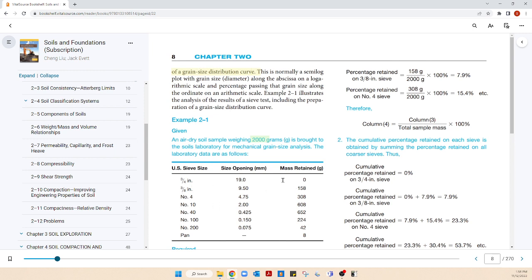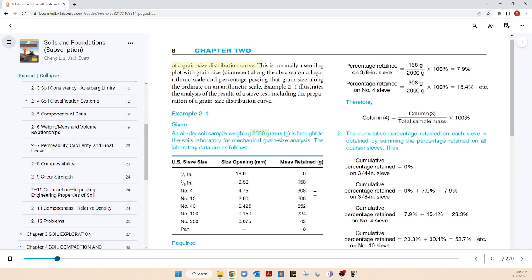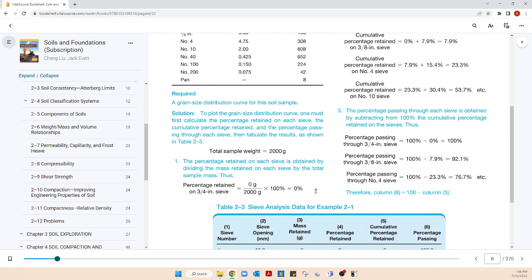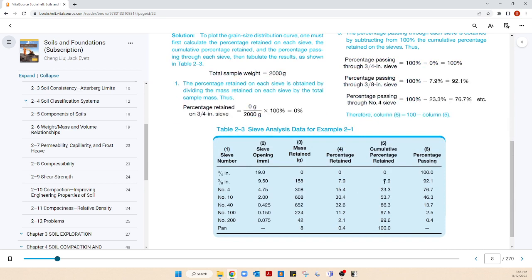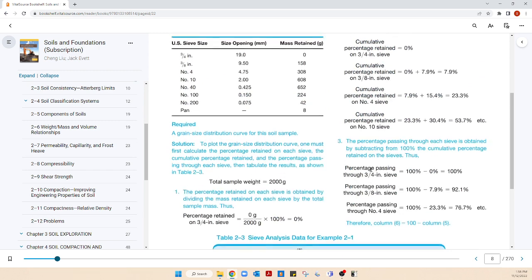In the 3/8, there was 158 grams retained. So we take that 158 grams, we divide it by the total sample size, 2,000 grams, and we multiply that times 100%, and guess what? That gives us 7.9% retained in the 3/8 inch sieve.